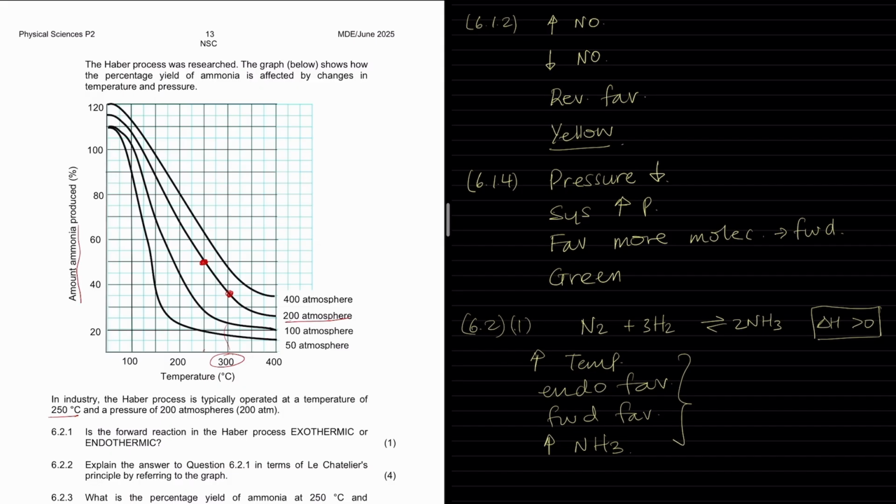So this is not going to work, and that's because the delta H must be less than 0. It must be an exothermic reaction. And the reason again is because we can see from the graph that when we increase the temperature, we had less NH3 being produced. If the reaction was endothermic, you should have had more NH3 being produced. So again, the answer is exothermic.